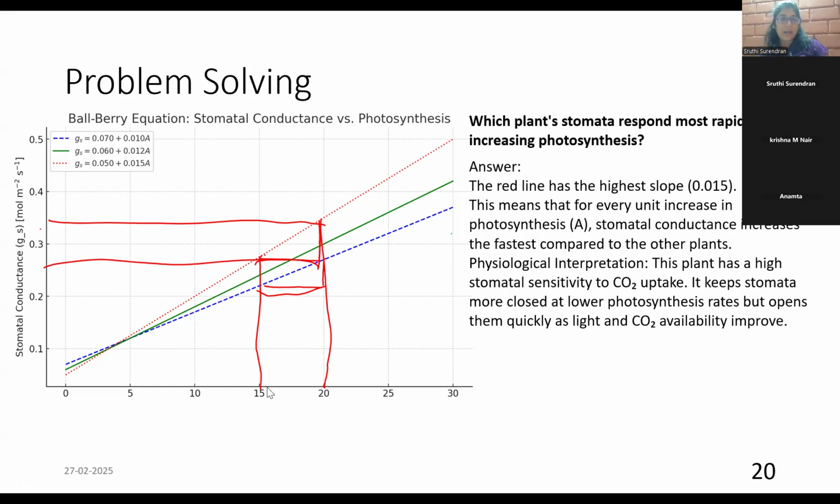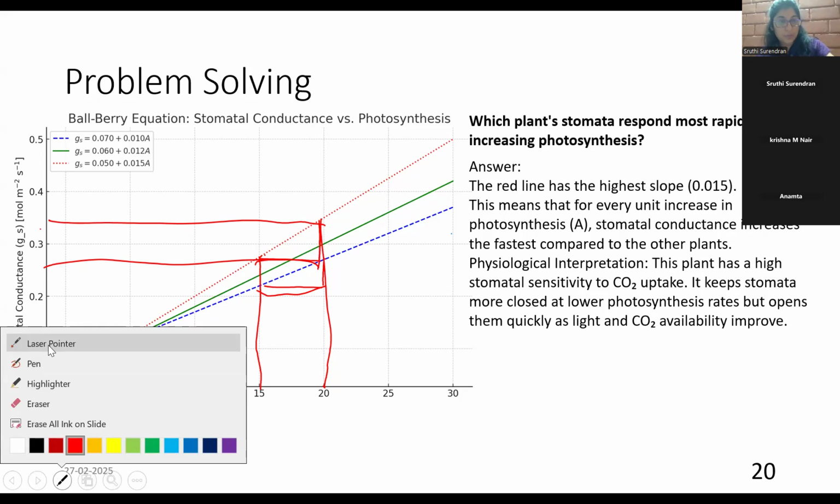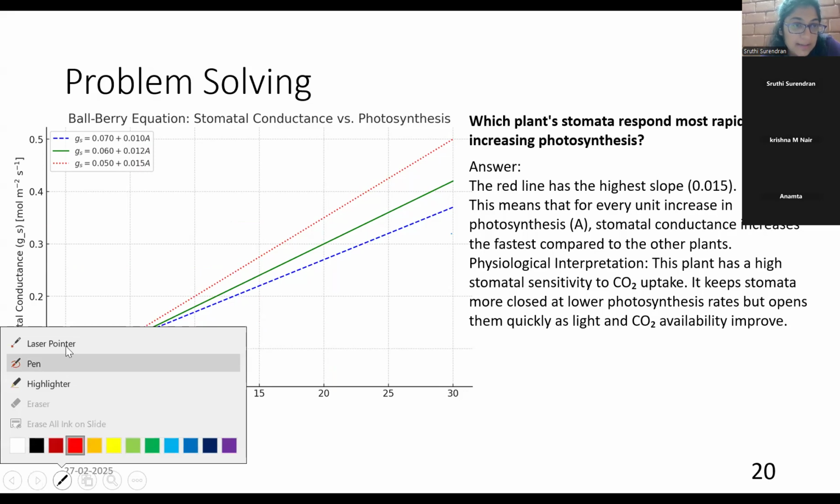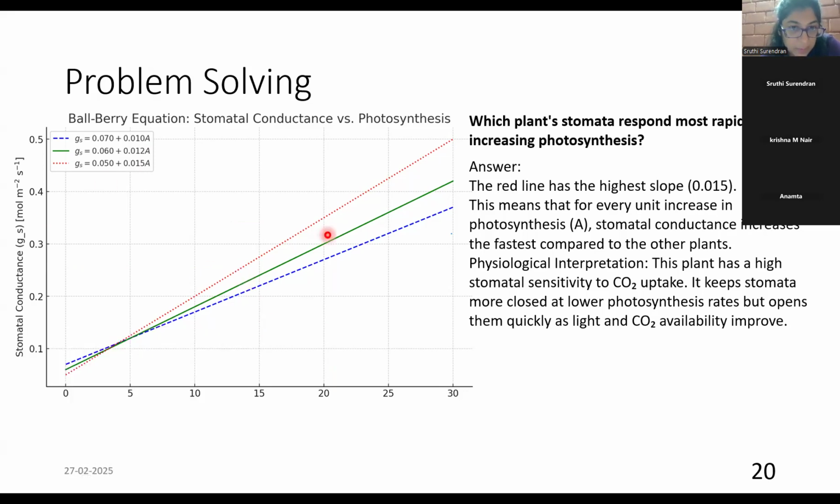So that is why we are saying that from the slope value, if the slope is a higher value, the line will keep going up like this. If the slope is lower, the line will go closer to the x-axis. So since the slope is high in the case of the red line, we can say that the plant corresponding to the red line has the highest sensitivity of stomatal conductance.